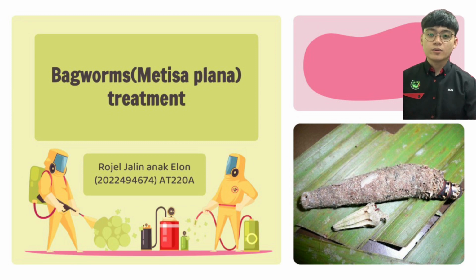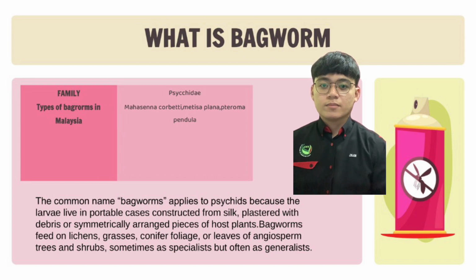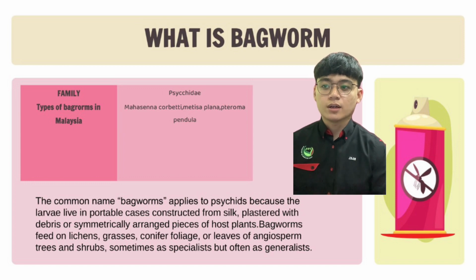So in this topic, we will talk about bagworms, also known as Metisa plana, and their treatment. Firstly, we should know about the bagworm morphology. So what is a bagworm? Bagworm falls under the family of Psychidae. There are three types of bagworm in Malaysia. The first one is Mahasena corbetti, the second one is Metisa plana, and the third one is Pteroma pendula.